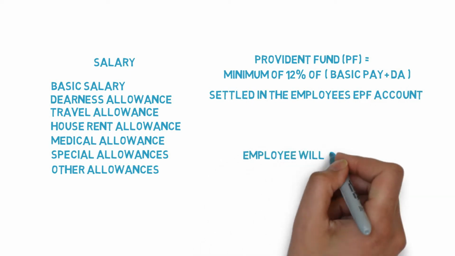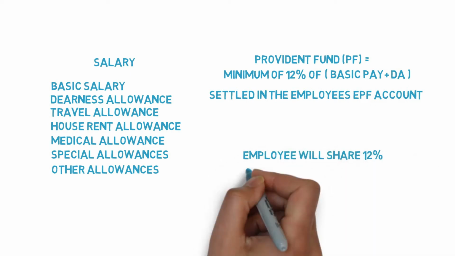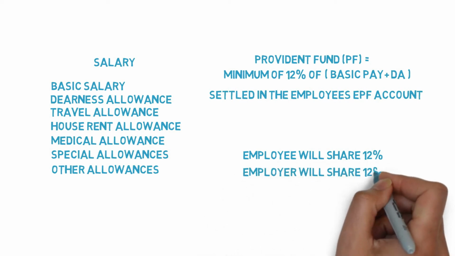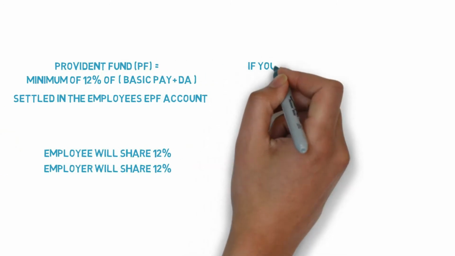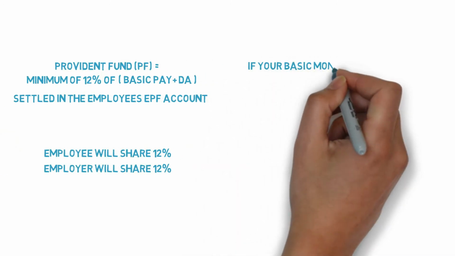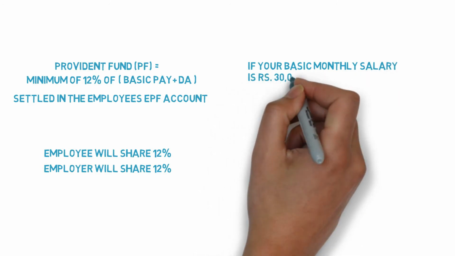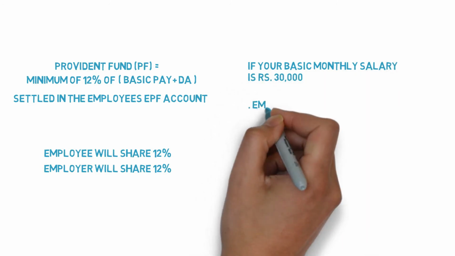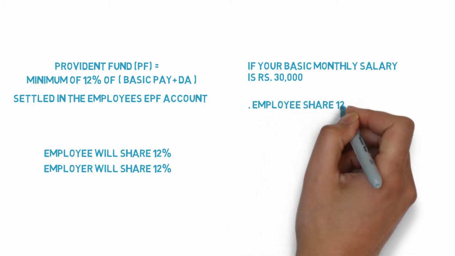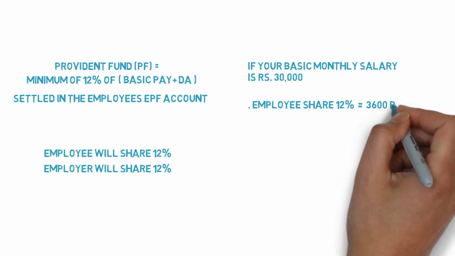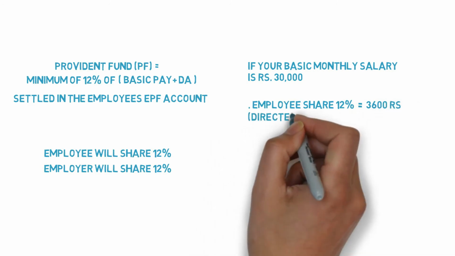A more positive note for employees is that his or her employer also makes a contribution on his behalf, which is 12%. Now let's do the math. If your basic salary is 30,000 per month, then employee share of 12% would make it 3,600 rupees. This is directed solely to the EPF account.